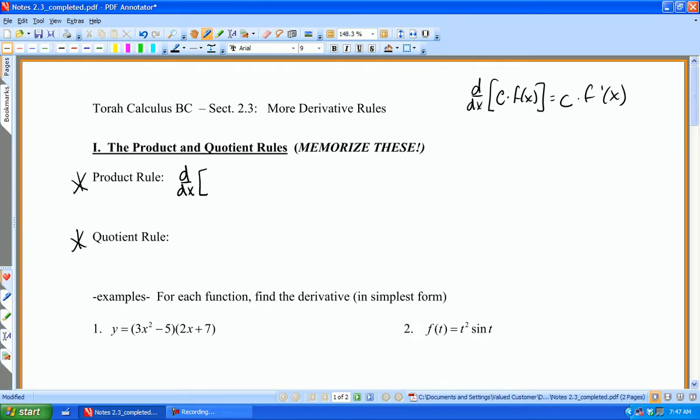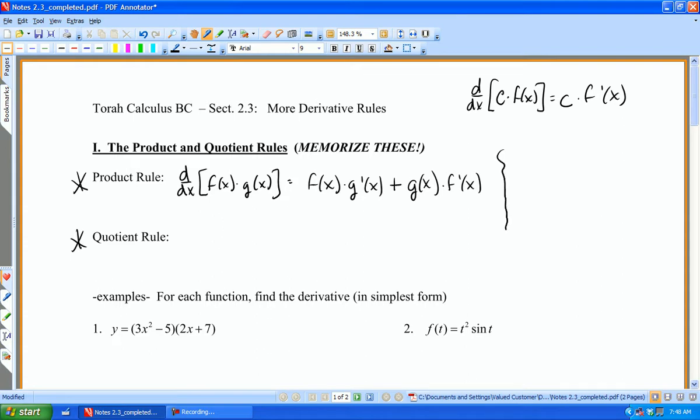Here's the product rule. If you want the derivative of the product of two functions, f of x times g of x, then this is the rule. You start by holding the first function the same, so f of x, and times it by the derivative of the second function, g prime of x, plus, then you hold the second function the same, g of x, and multiply by the derivative of the first, f prime of x. So you can see it's a little bit more complicated than just taking the derivative of each one separately.